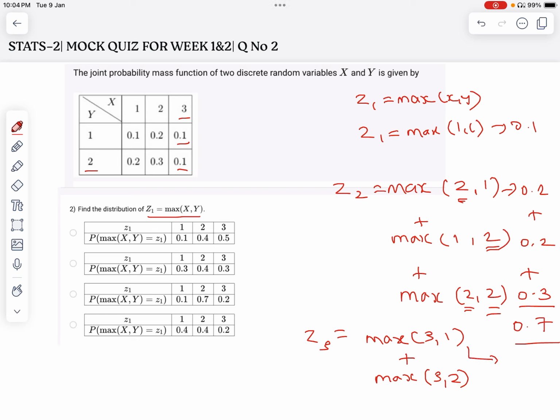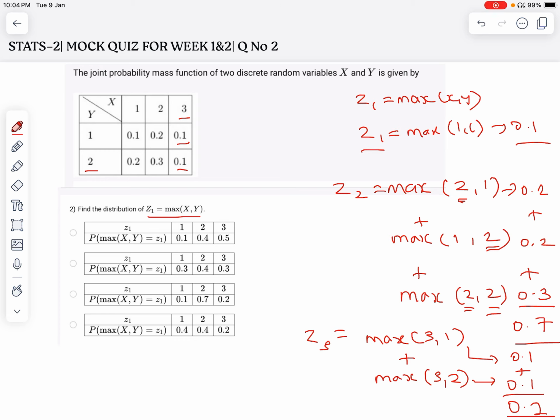The 3 comma 1 value is 0.1 again. Next, if you look at 3 comma 2, the value is again 0.1, so 0.1 plus 0.1, summing up the values we get 0.2. So the first variable is 0.1.